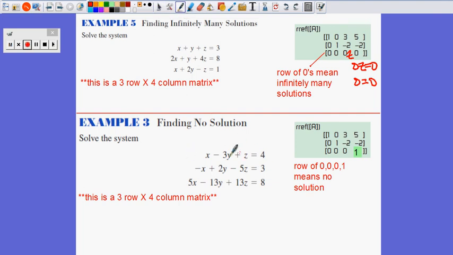Start this off as normal. You actually don't have to put these into your calculator. You can just listen in right now and trust that you're going to get this as your answer if you were to put it in your calculator.